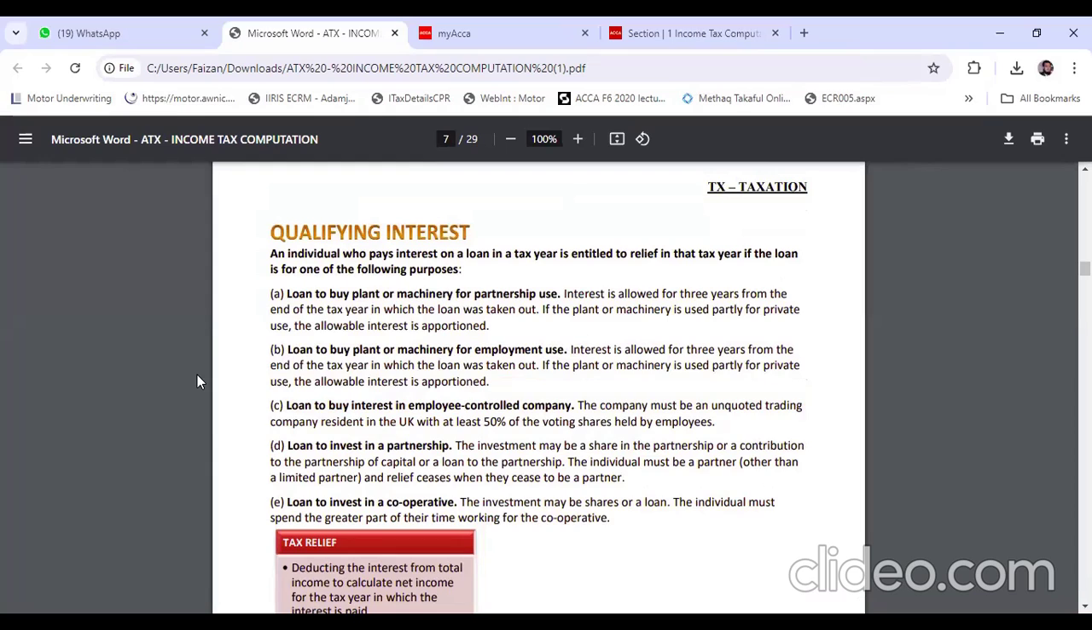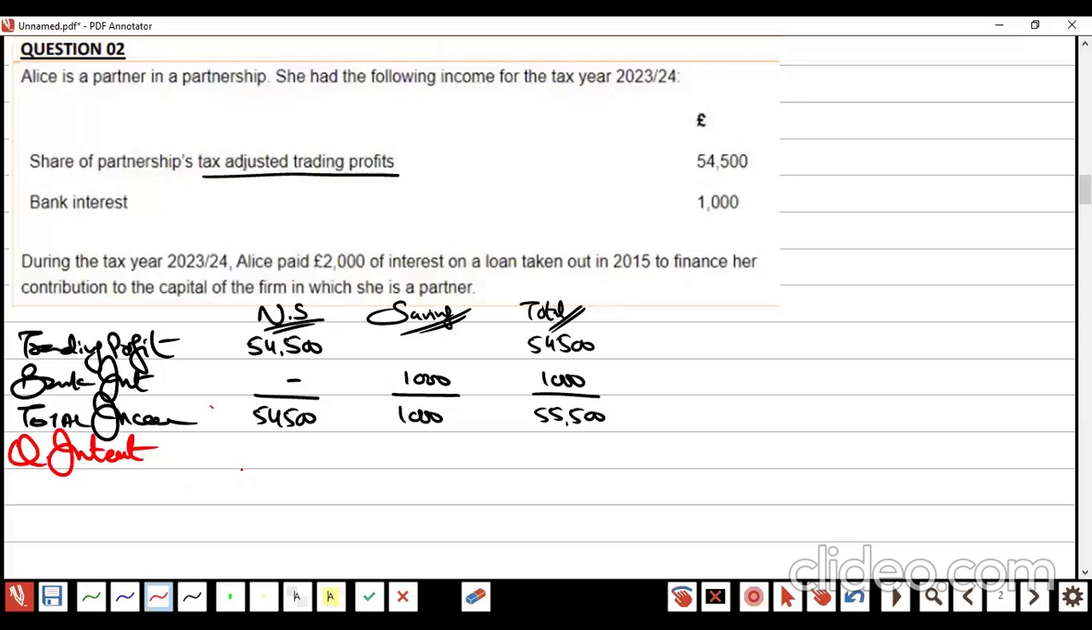There are conditions in front of you. Correct? Loan, yeah. So this is a loan to invest in a partnership. Okay, it is good. It is a loan to invest in a partnership. How? It's difficult English, but the financer contributes capital of the firm. Capital of the firm means partnership. Invest in the partnership, yes.